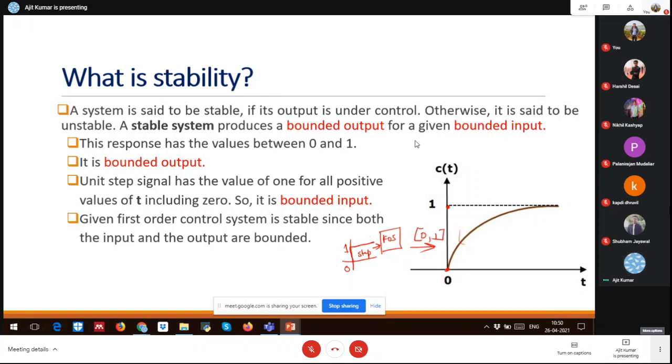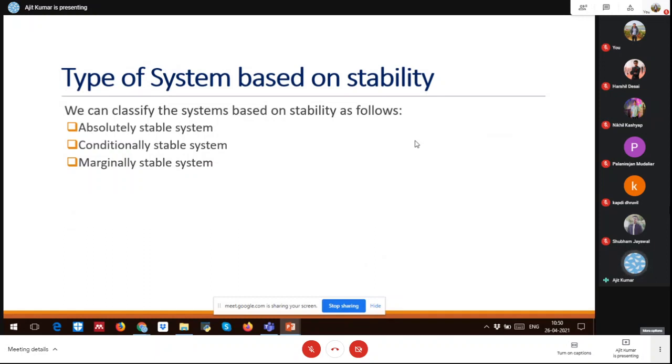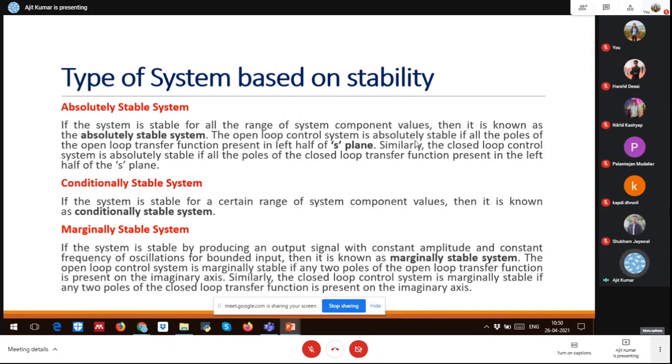So this is a generic understanding of stability in the context of control systems. Now stability can be of different types. It can be an absolutely stable system, a conditionally stable system, or a marginally stable system. So what is an absolutely stable system? If the system is stable for all ranges of system component values, then it is known as absolutely stable. There is no bound as such. It can be operated for a wide range, or almost all ranges, of systems.